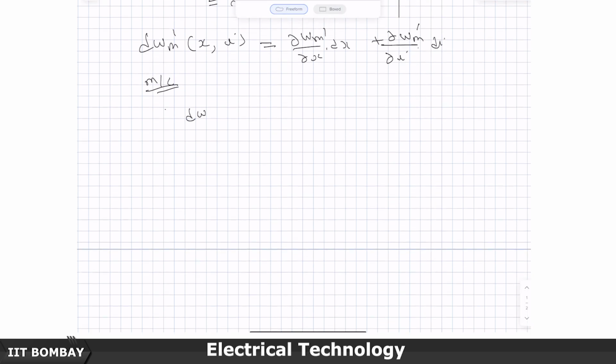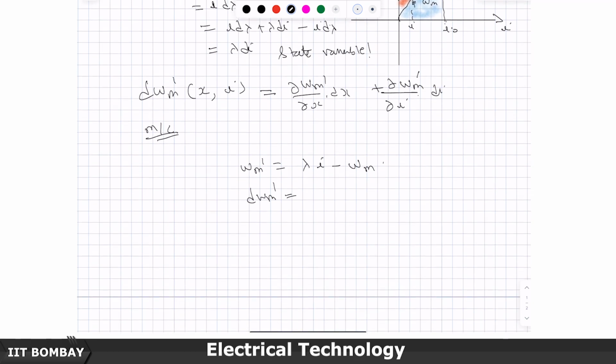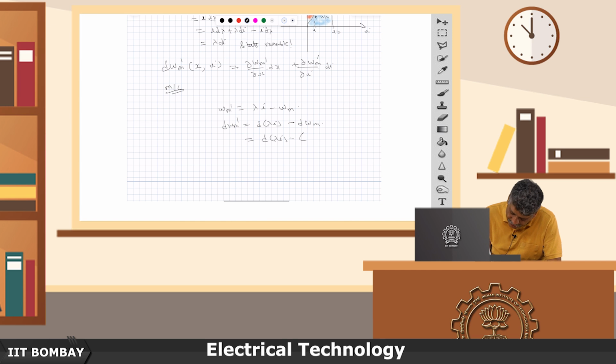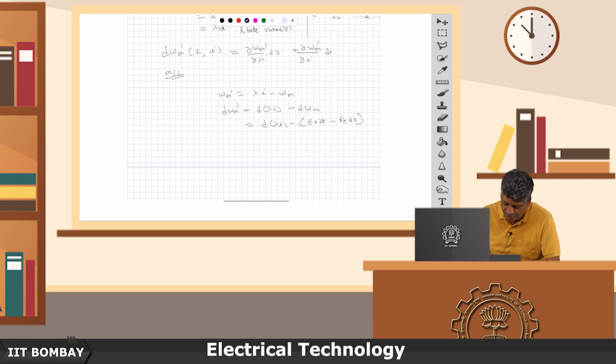Copy it somewhere here, and so if you are looking at dWm dash as d of lambda I minus dWm, how will you write dWm? dWm you will write as EI dt, which is the electrical input, minus FE dx, which is the part work which has been done.